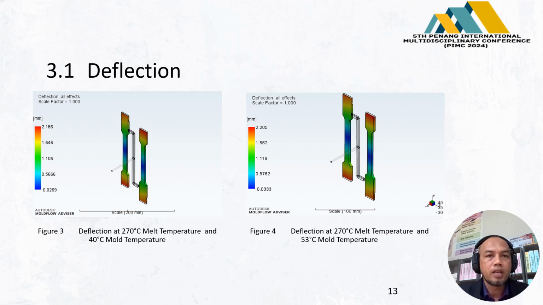In both figures, the region with the highest deflection is observed at both ends, which is indicated in the red area, while the middle part, which is indicated in the blue area, exhibits the lowest deflection. Additionally, it is noteworthy that the deflection is notably higher at a mold temperature of 53 degrees Celsius compared to 40 degrees Celsius.